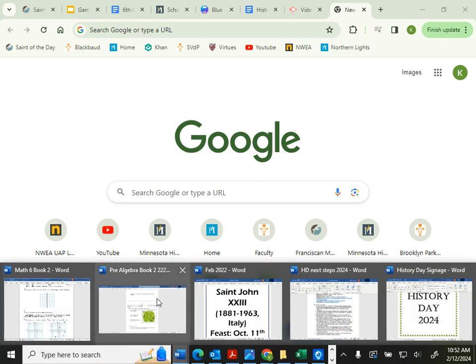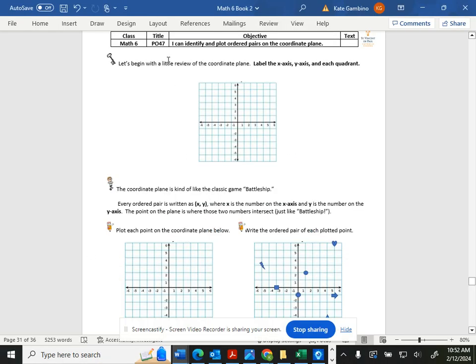Good morning. Today we are working on PO47. I can identify and plot ordered pairs on the coordinate plane. So we're working with those inequalities.